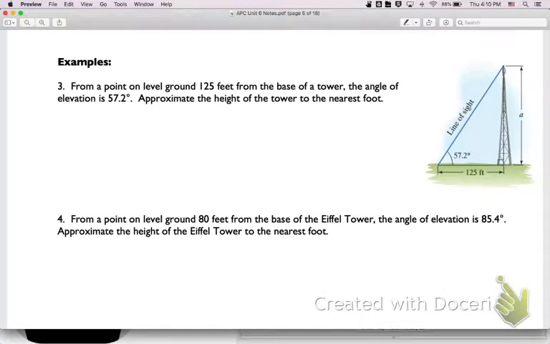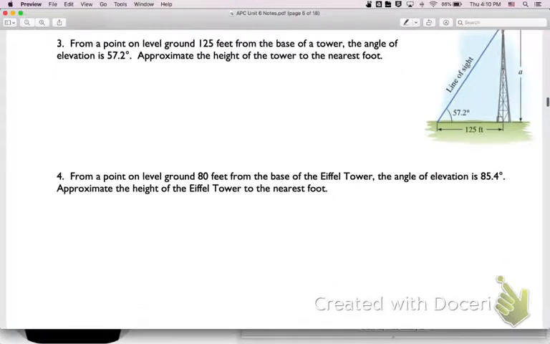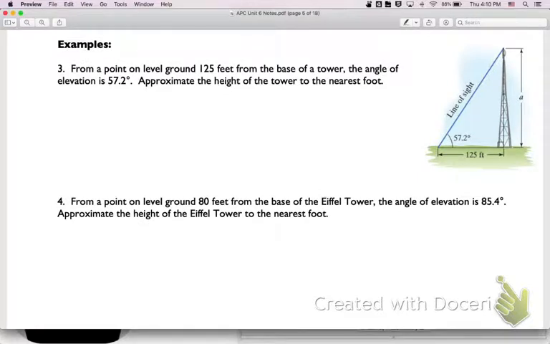So now let's look at a couple that are application problems in more of a context. From a point on level ground 125 feet from the base of a tower, the angle of elevation is 57.2 degrees. Approximate the height of the tower to the nearest foot. Well, we've already seen this, so everything's already labeled for us. Again, think about the sides that we have. A is the opposite, 125 is the adjacent.